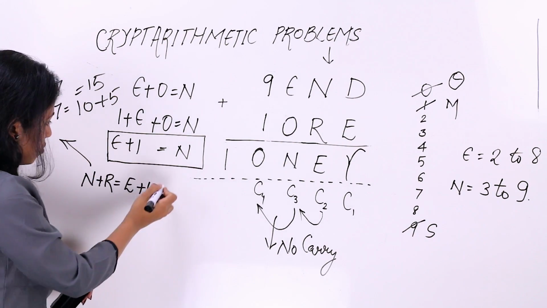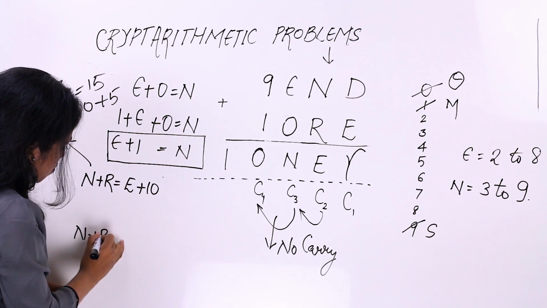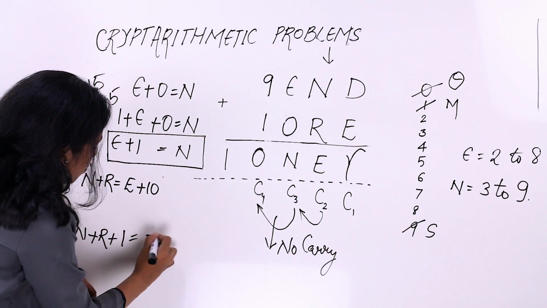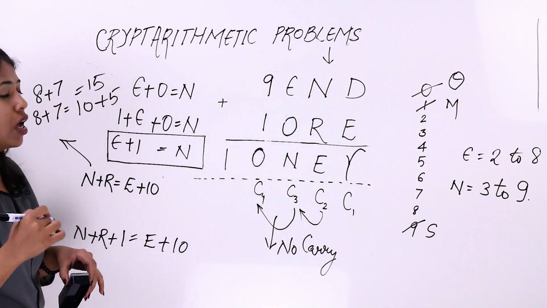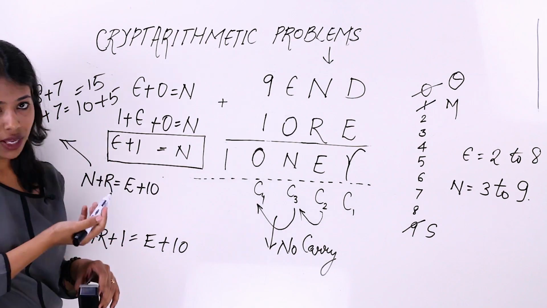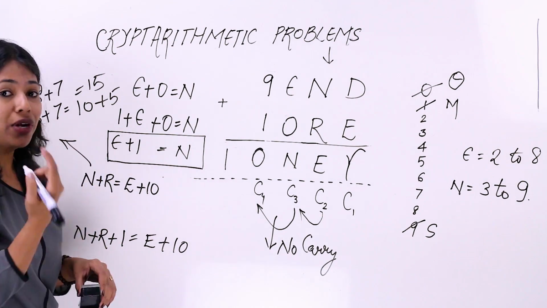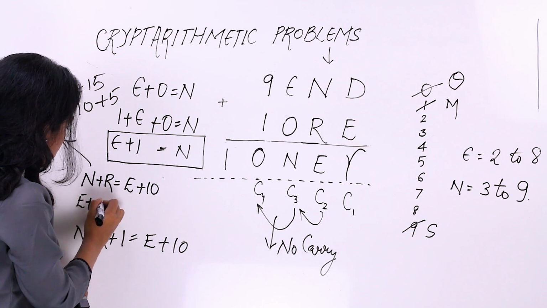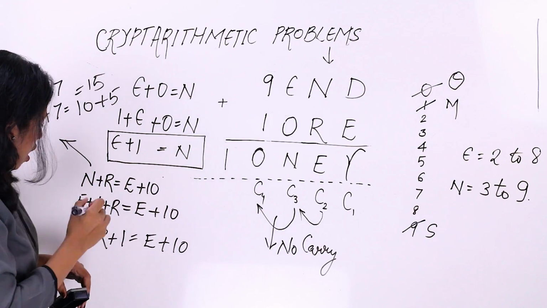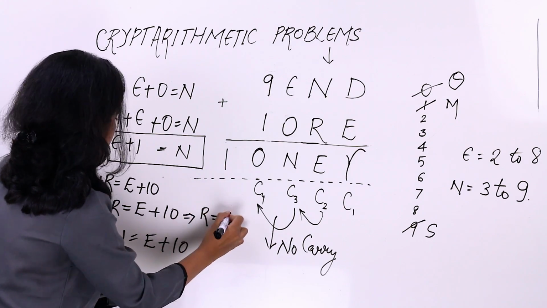Now, another possibility can be that there is a carry. In that case, I'll have n plus r plus carry 1. This 1 is the carry, and e plus 10. Now, I have the value of n. I have an equation saying that n is equal to e plus 1, right? So I'll substitute n with e plus 1. So it will become e plus 1 plus r is equal to e plus 10. Now, if we solve this, I'll get r as 9.